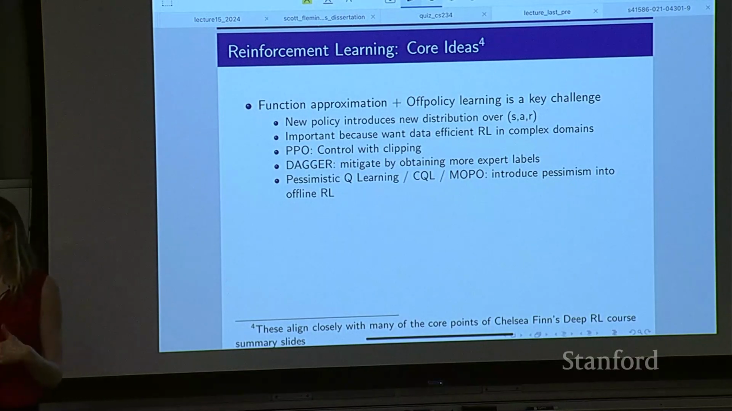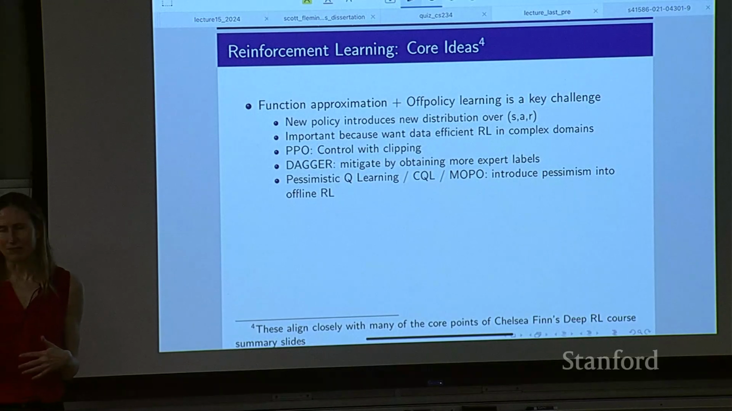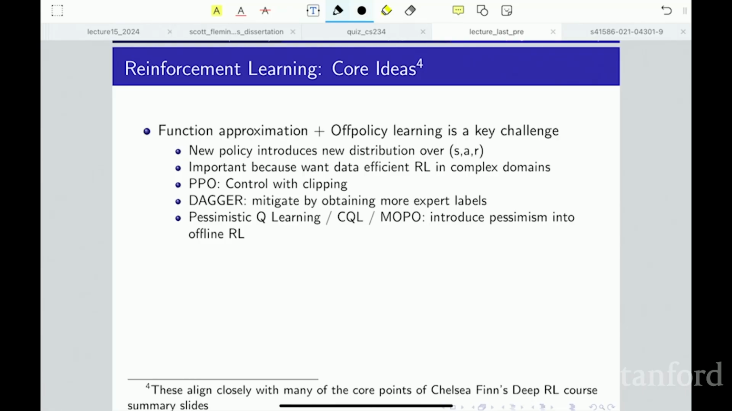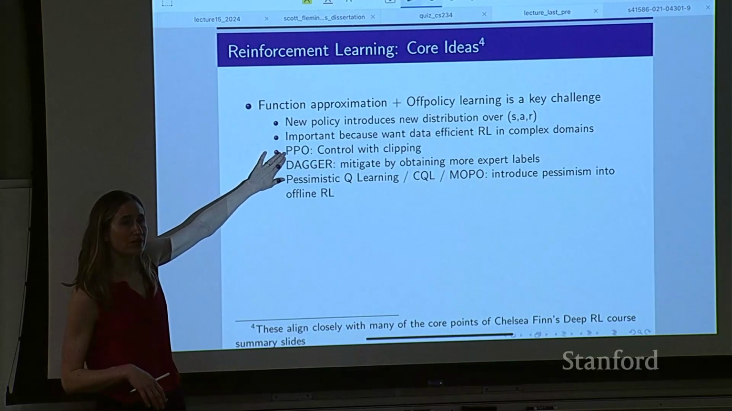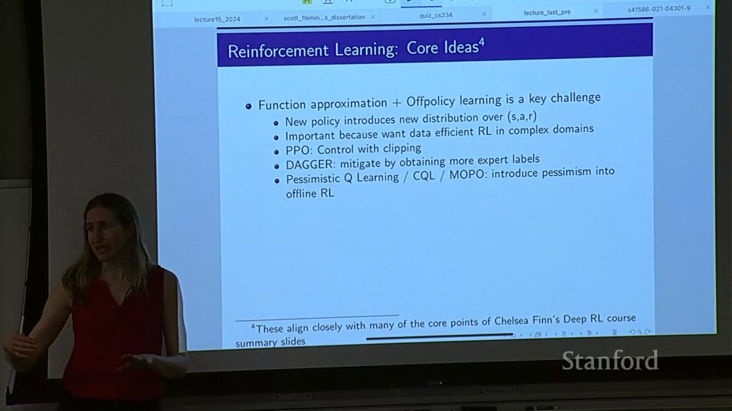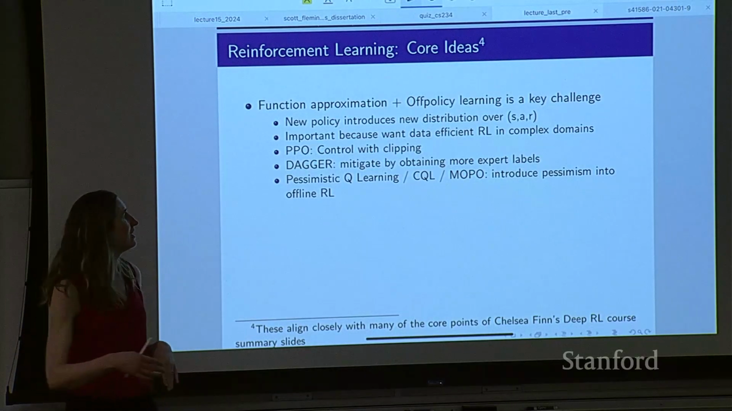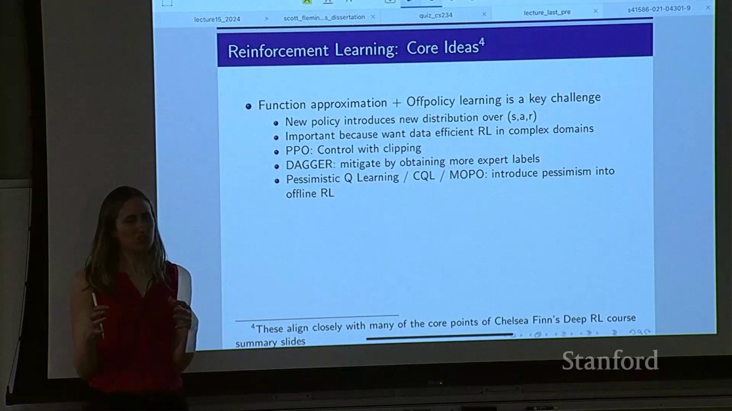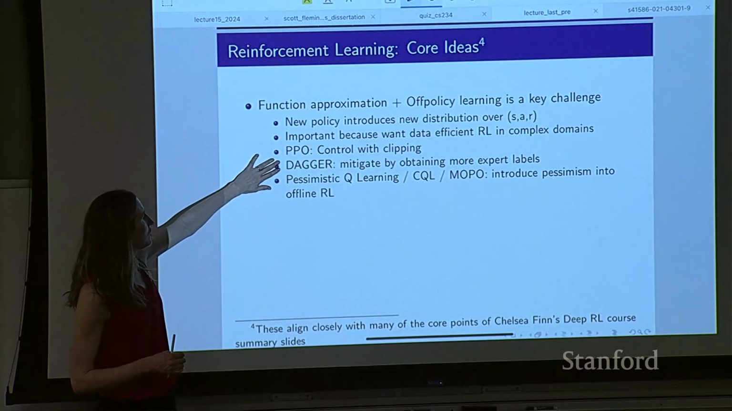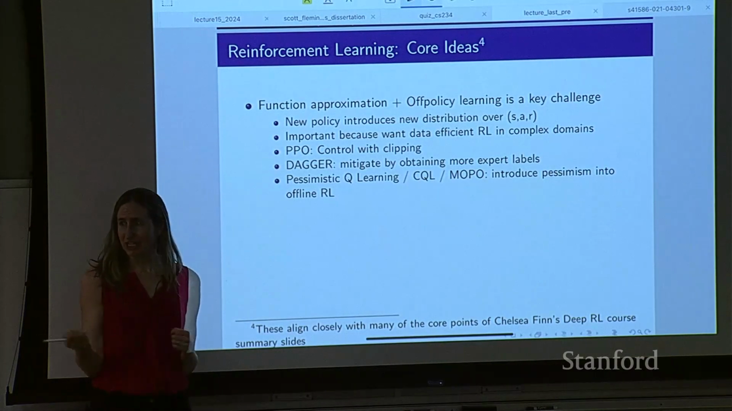And so over and over again, we've seen how we try to mitigate this in different types of methods. In PPO, which is an online method, the way we control this is with clipping. We just can't take too big of a step inside of our gradients. And that allows us to make sure that we're limiting this extrapolation problem. In the DAgger case, we mitigated this by getting more expert labels.